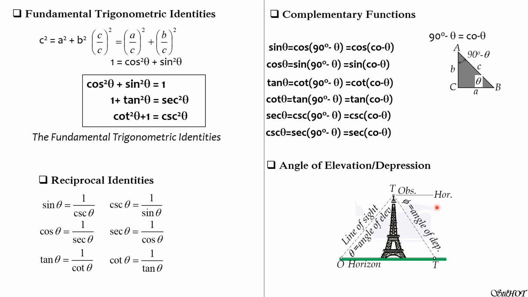In other words, if that's the angle of depression, and you interchange the observer and target positions, then this is also the angle of elevation. So they are actually equal if we have only one line of sight. So that's the concept of angle of elevation and angle of depression.